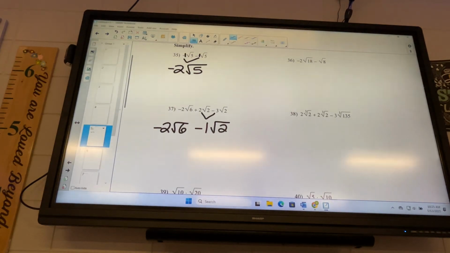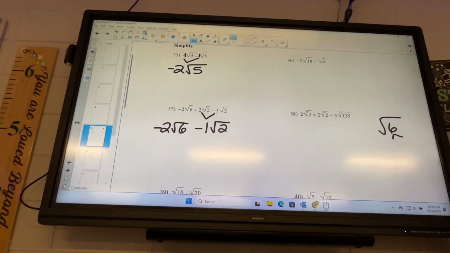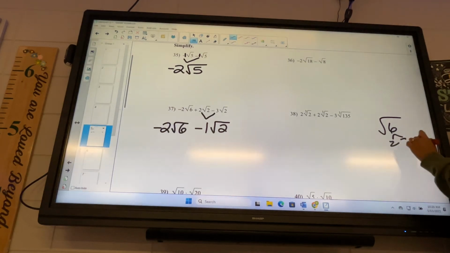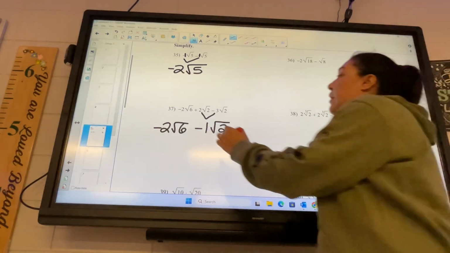Okay, is the 6 a 2, 3, 5, or 7? No, which means we need to try to simplify it. What are factors of 6? 2 and 3. Can anyone go? No, so 6 stays 6. We can't simplify that any further. So this one is done.